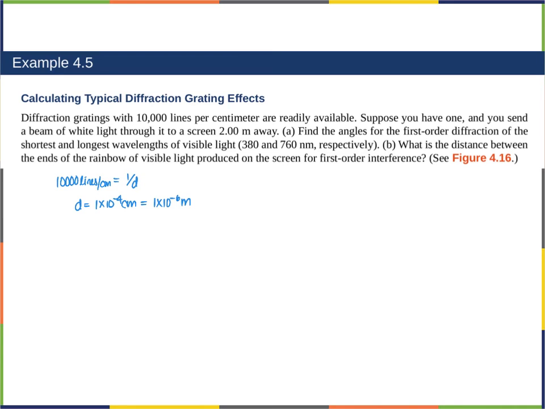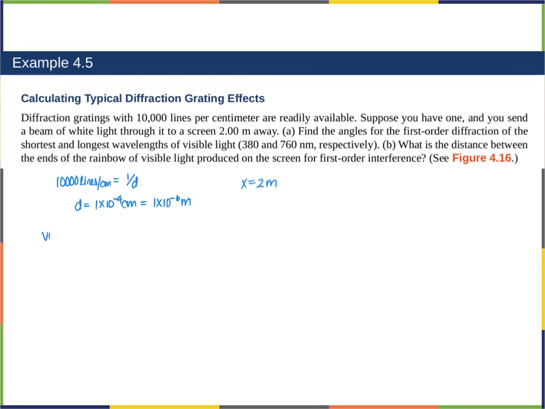We're going to take white light. The screen is 2 meters away. We usually use X to denote that distance. And we want to find the angles for the first order diffraction for the shortest and longest wavelengths. The idea here is we're looking at the span of where the interference pattern is going to start. It's going to start with the shortest wavelength and then go to the longest wavelength. And that's why we're being asked to find those 2 angles.